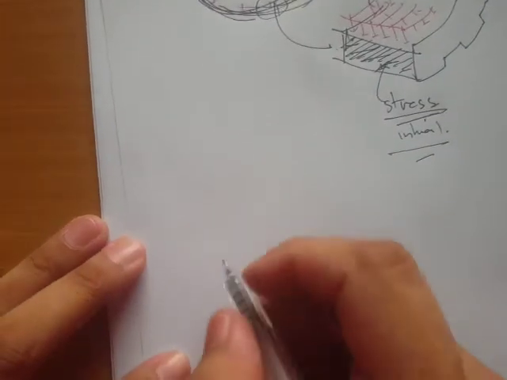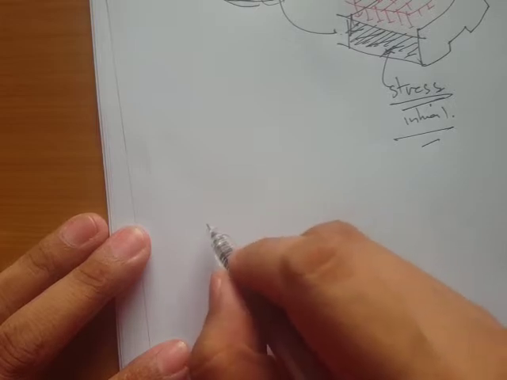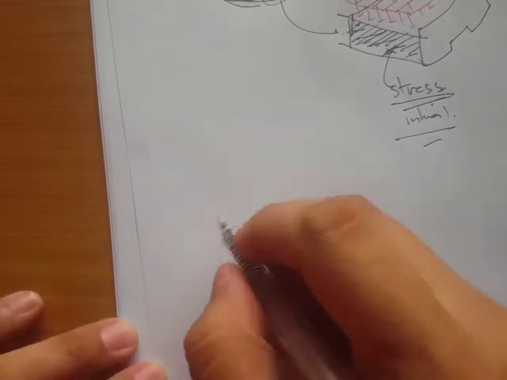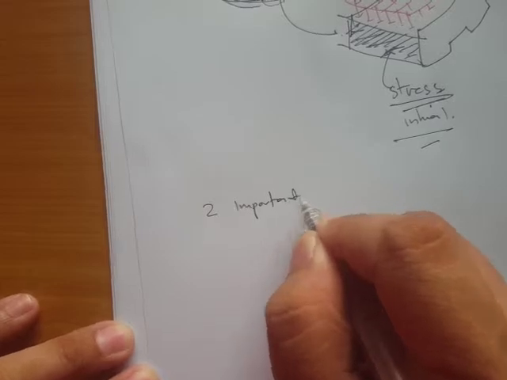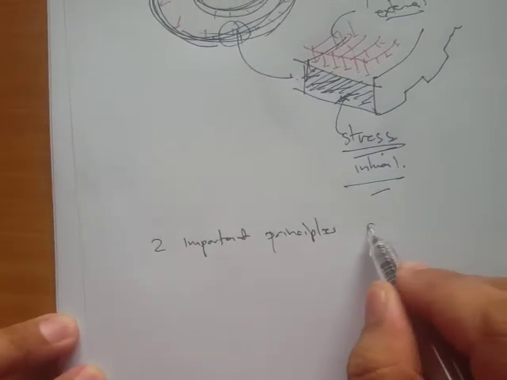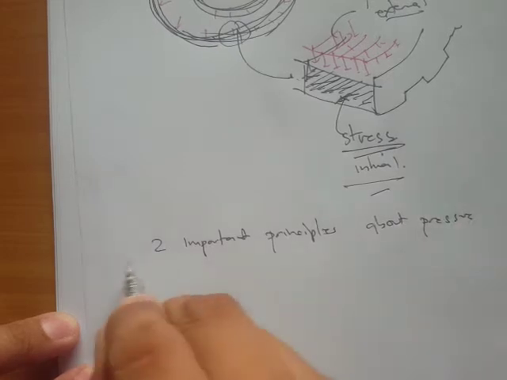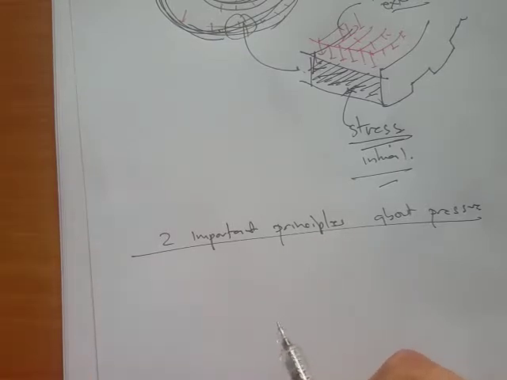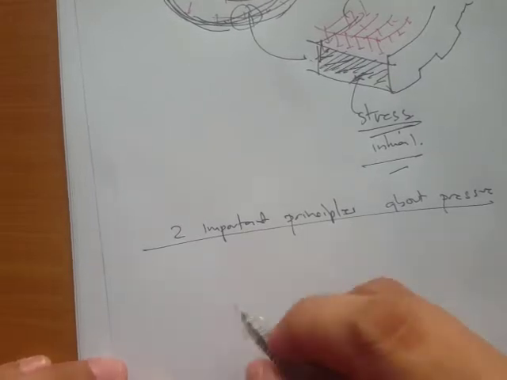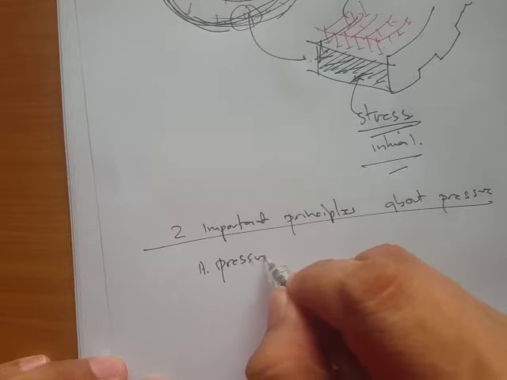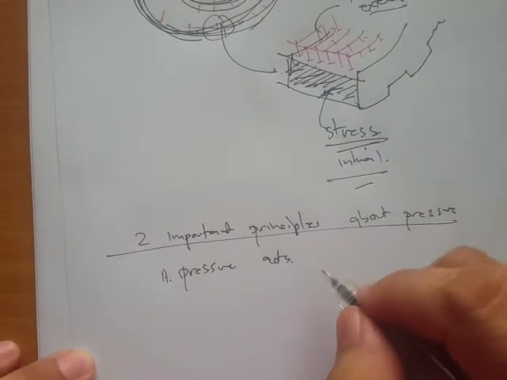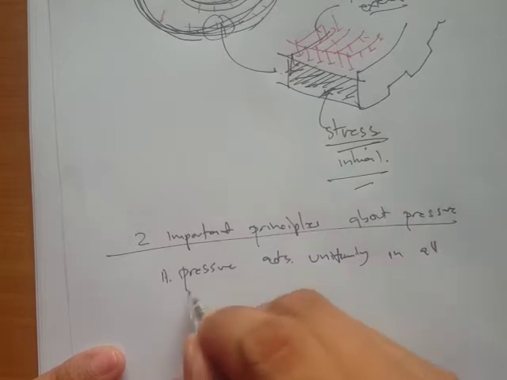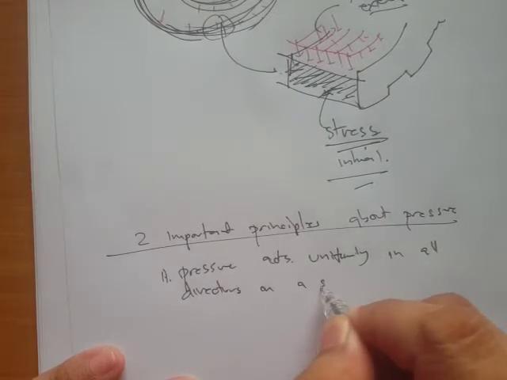Okay, so the next thing that we'll talk about is that there are two important principles about pressure, based on the findings of Blaise Pascal. So number one says that pressure acts uniformly in all directions on a small volume of fluid.